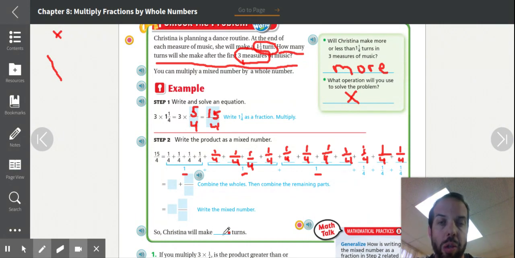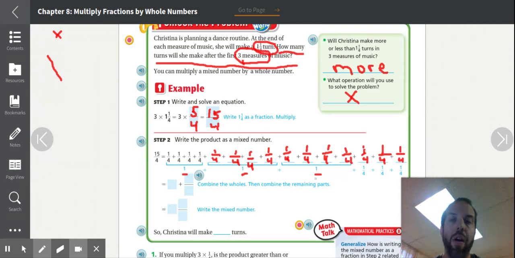That is going to be our problem. That's our problem of what we're doing. 1 1/4 times 3 is 15/4. Okay? So actually, our product is right here, right? Look at what we did. Here's 1 whole, 2 wholes, 3 wholes.